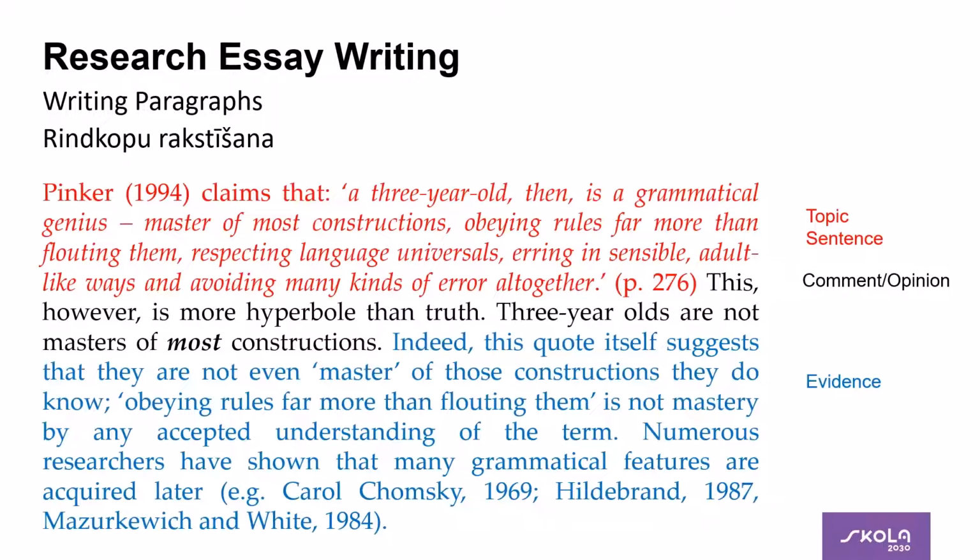In this example, we have a clear topic sentence. It's about what Pinker says. And then we have a comment with the writer's opinion that this is not necessarily true. And then we have evidence to support the writer's opinion of the topic sentence.